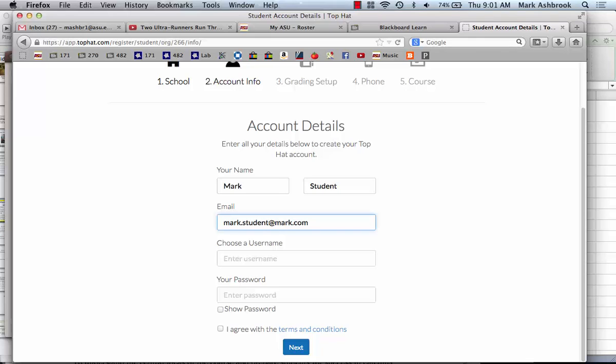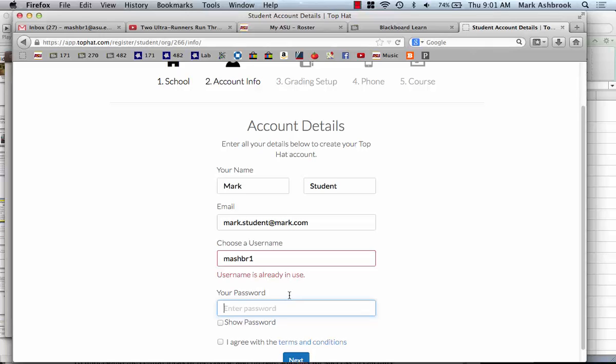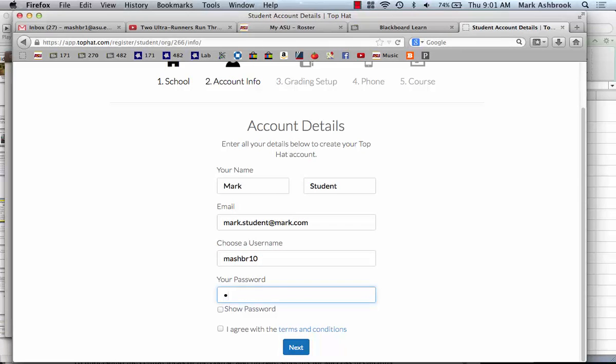I doubt it. Okay, choose a username. You're going to use your ASU Right ID. Mine is Mashbro1. Okay, password. Okay, so that's already in use. I've already done this before, so Mashbro10. Okay. Password. Agree with the terms.